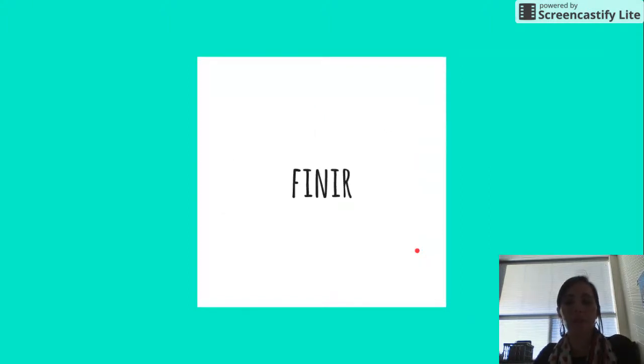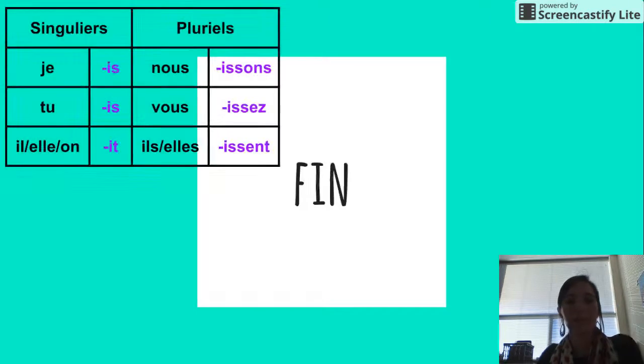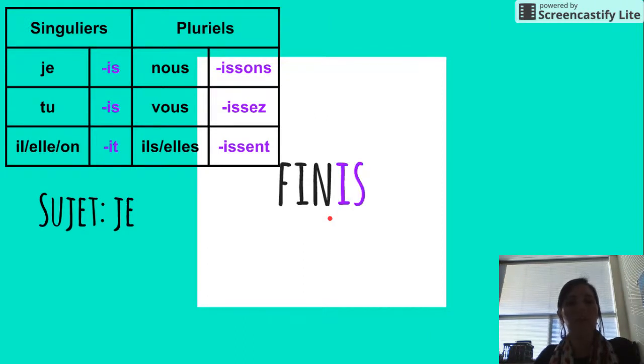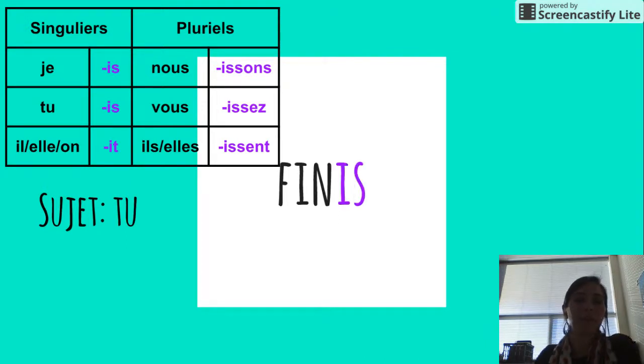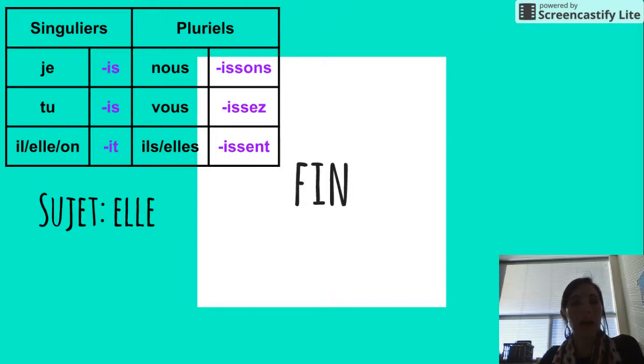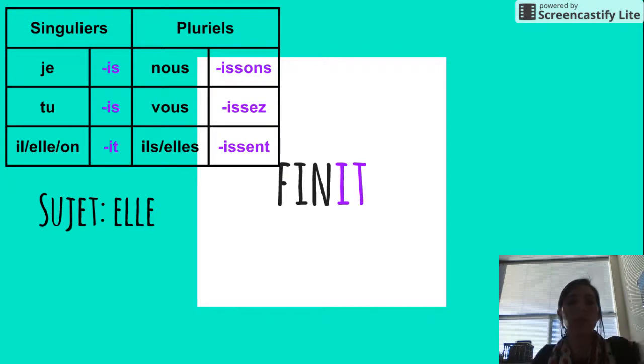So if we have that verb finir, the first thing we're going to do is drop our infinitive ending, so that IR will go away, and that leaves us with our stem. Then we're going to add our appropriate ending according to the subject. So here's our stem, fin, and if our subject is je, we will add IS: je finis, I finish. Tu finis, IS ending, same as the je. Il, elle, on finit. It's the same pronunciation as je finis, tu finis, and il, elle, on finit. The il, elle, on, though, is an IT ending.